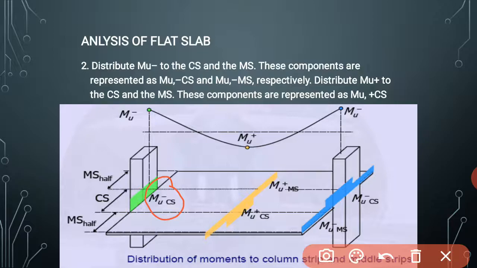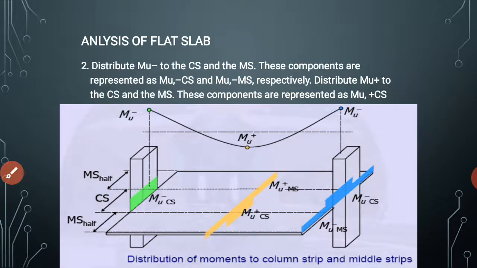The positive and negative moments are to be distributed in the members accordingly. Then for the middle strip, the portion of the design moment not resisted by the column strip will be taken care of by the adjacent middle strip. So whatever moment is left, or which has not been taken care of by the column strip, will be taken care of by the middle strip. The portion of each middle strip should be proportioned to resist the sum of the moments assigned to its two half middle strips.